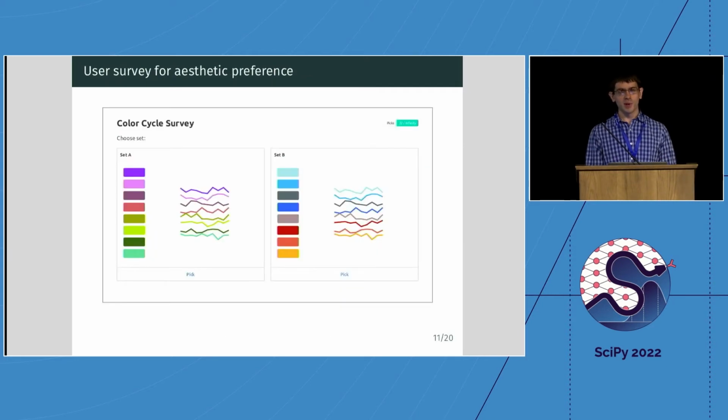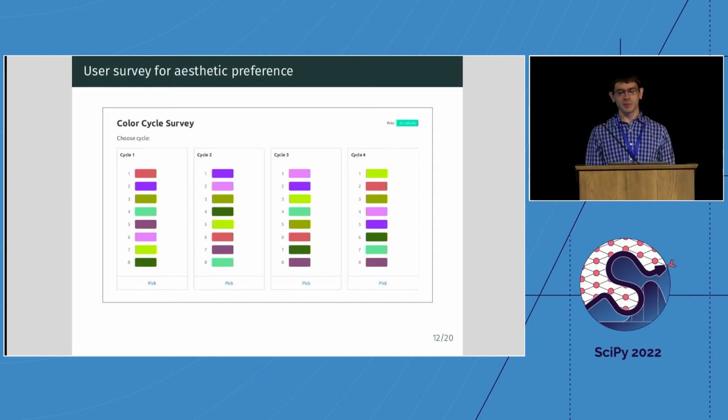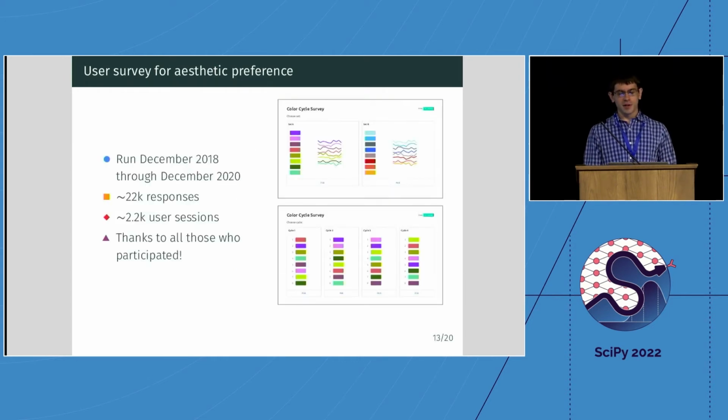So to account for aesthetic preference, I created an online user survey. After presenting the survey participant with an introduction and directions, they were presented with 2 different random accessible color sets and asked to choose their preference. After choosing their preference, they were then presented with 4 possible orderings of their preferred color set and asked to choose their preferred ordering. So this survey ran for roughly 2 years, from December 2018 to December 2020. Over that time, I collected roughly 22,000 responses from 2,200 user sessions. So thank you to all those who participated.